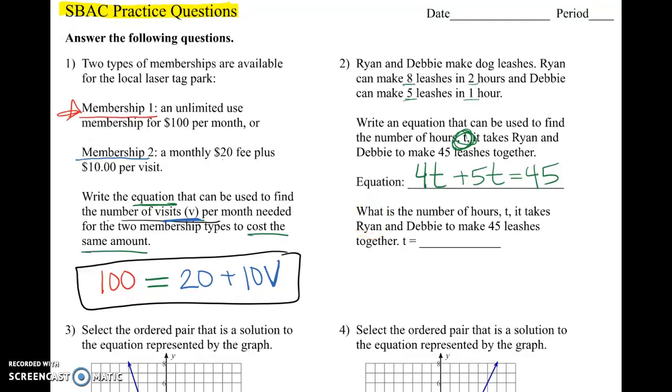So the next part of this question says, what is the number of hours, T, it takes for Ryan and Debbie to make 45 leashes? Well, let's go ahead and solve this. 4T and 5T make 9T, and that equals 45. So if we go ahead and solve here by dividing by 9, we get T equals 5. So it will take them 5 hours to create 45 leashes.